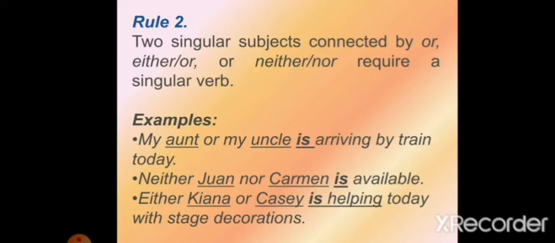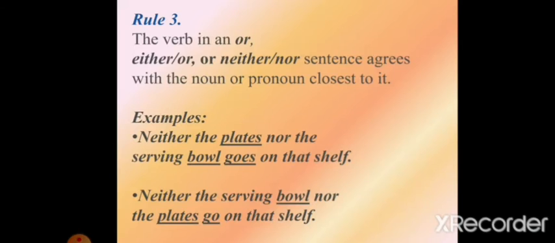Do you understand, children? So again I will repeat, whenever you have either or, neither nor, you will require a singular verb. Just remember this. First of all, again I will go back to the basic rule. The basic rule: singular subject, singular verb; plural subject, plural verb. So this is rule number 2. Either or, neither nor, you use singular. Then rule number 3.